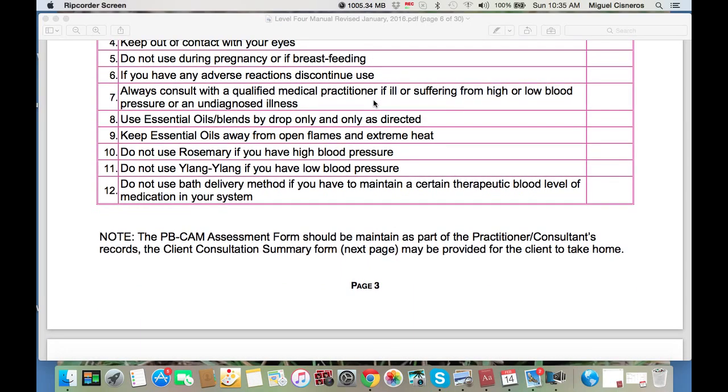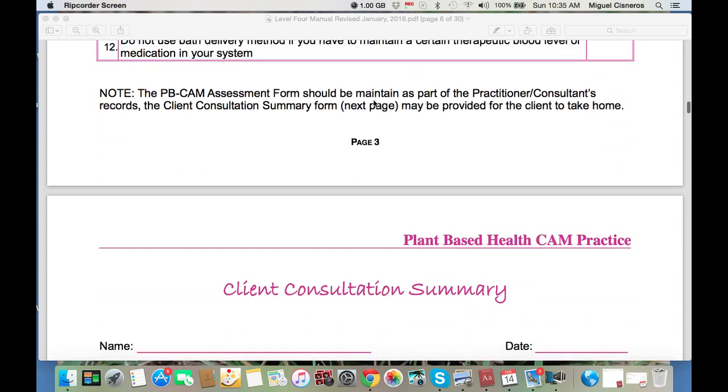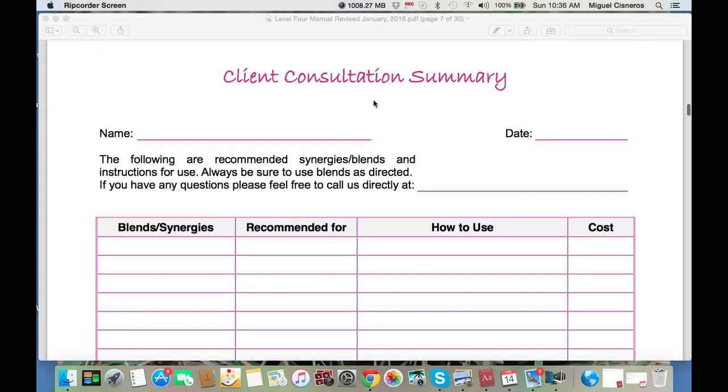The PBCAM assessment form should be maintained as a part of the practitioner consultative record. The client consultation summary form is the next page. It may be provided for the clients to take home. Let's look at that. Client consultation summary.